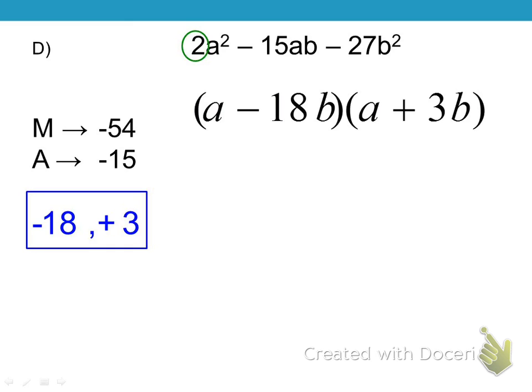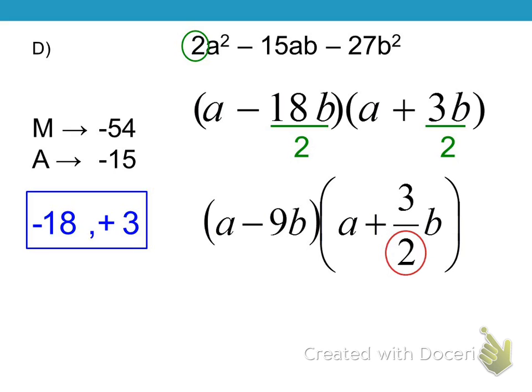All right, bottoms up. Divide by 2, divide by 2. What is 18 divided by 2? 9. So I will have A minus 9B. In the back, those don't simplify, so we'll move the bottom up.